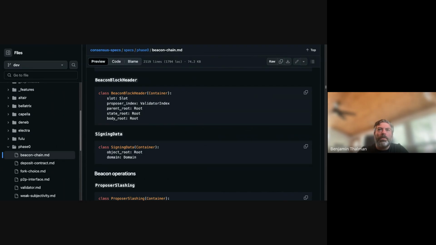But you can see slot, proposer index, and then 3 different roots: parent, state, and body. If any of those things differ, except for the first 2, because remember, those are already being checked to make sure that they're the same, and then if any of the parent, state, or body root differ, then it's a slashable offense.